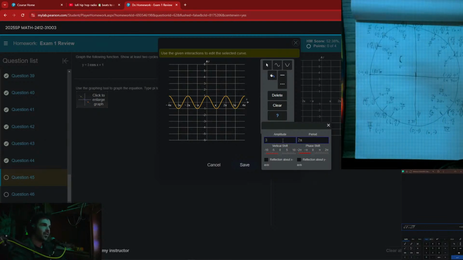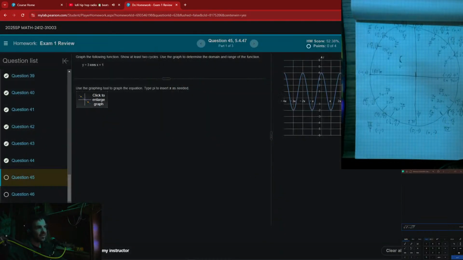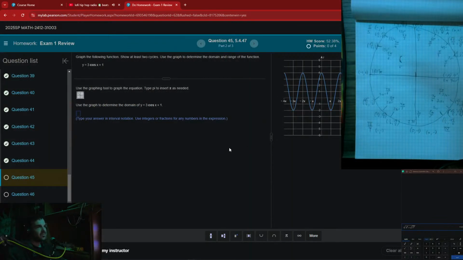3? No. That's not amplitude, is it? No, it is. It is. Vertical shift +1. No reflection. Good to go. Domain. It's still all real numbers.